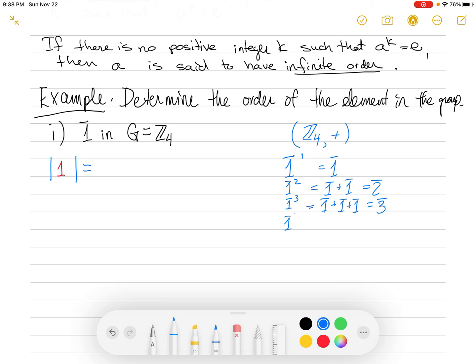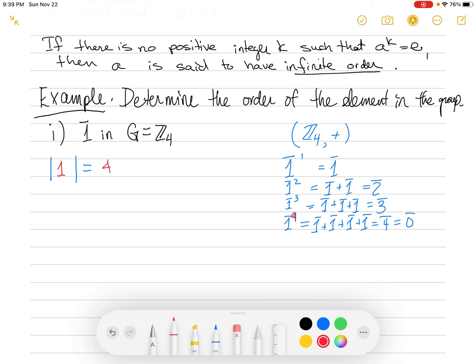So let's take 4 copies of 1 bar. That's 1 bar plus 1 bar plus 1 bar plus 1 bar, which is 4 bar, but we know 4 bar is 0 bar in Z4. So we definitely have finite order because we were able to get back to the identity element. And the order is 4. Right? 4 is the smallest number of copies of 1 bar you could take to get back to 0 bar.